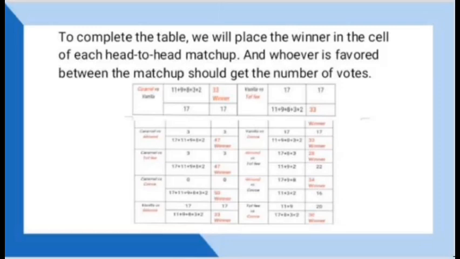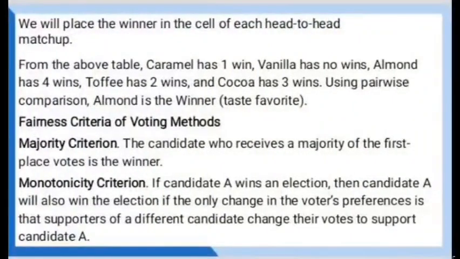Paano natin nakuha ang points or number of votes? Di ba ang tinitingnan natin dyan is yung nasa first choice, second choice, third choice, and so on. Doon binabase ang points na nakukuha ng bawat isa. From the above table, caramel has 1 win, vanilla has no wins, almond has 4 wins, toffee has 2 wins, and cocoa has 3 wins. Using pairwise comparison, almond is the winner, least favorite.